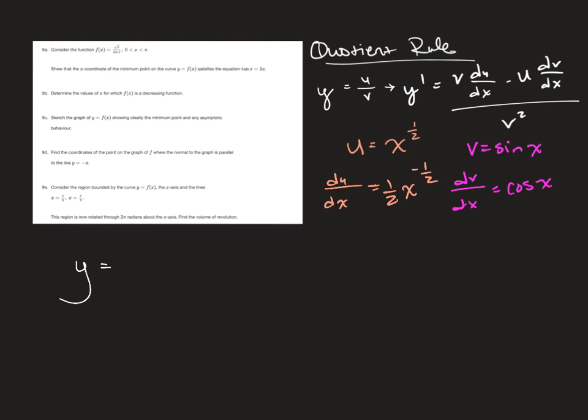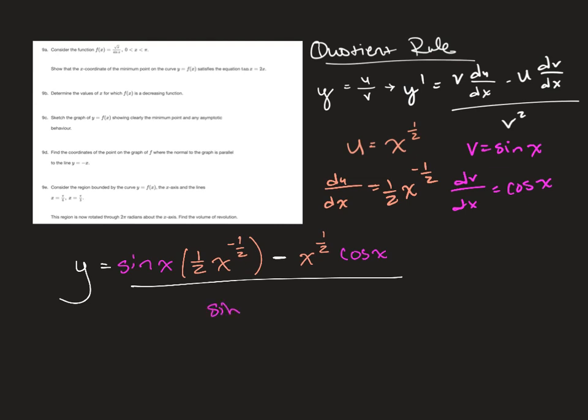We're going to get v, so sine of x, times the derivative, which is 1/2 x to the negative 1/2, minus u, which is x to the 1/2, times dv, which is cosine, all over v squared, so sine squared of x.